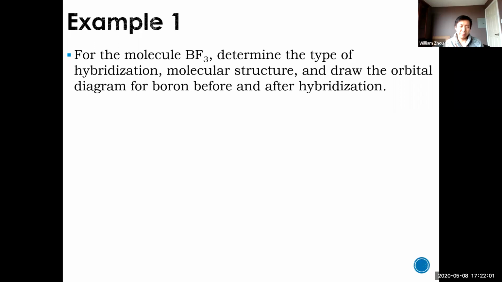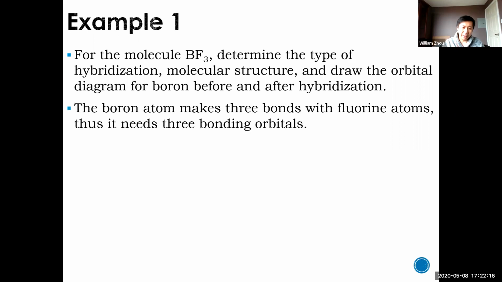This example says, BF3: determine the type of hybridization, the molecular structure, and draw the orbital diagram for boron before and after hybridization. All right, so we have BF3. You have to realize boron is making 3 bonds, and all of those bonds are with fluorine atoms. It helps if you can draw the Lewis diagram first. So you see that boron is making 3 bonds, so how many orbitals do you need to hybridize? Well, 3, because you have 3 bonds.